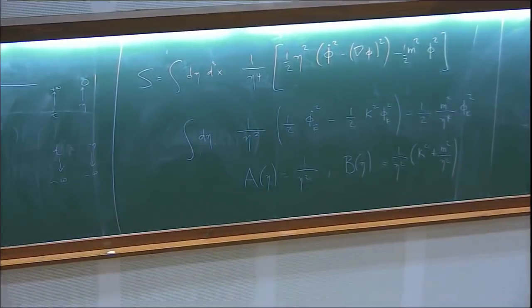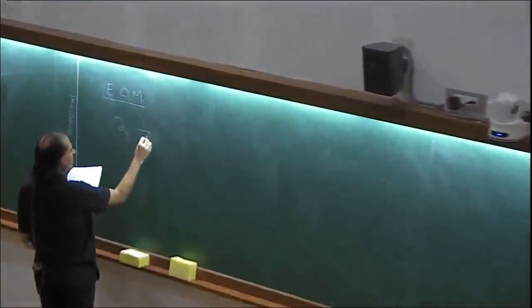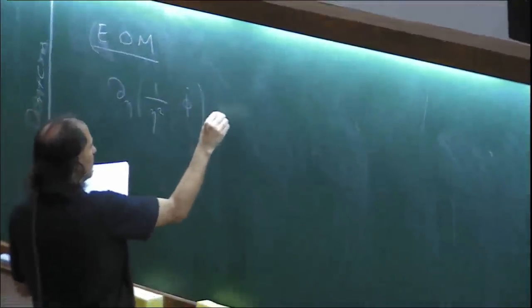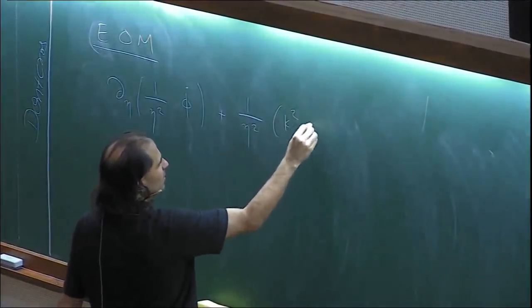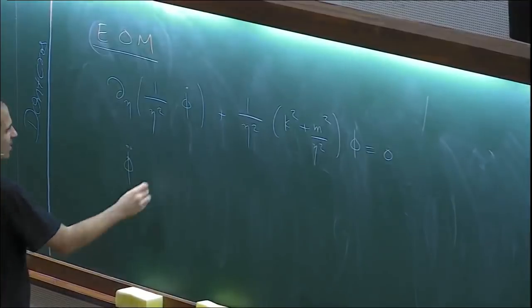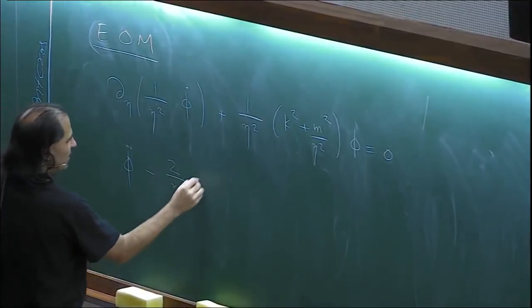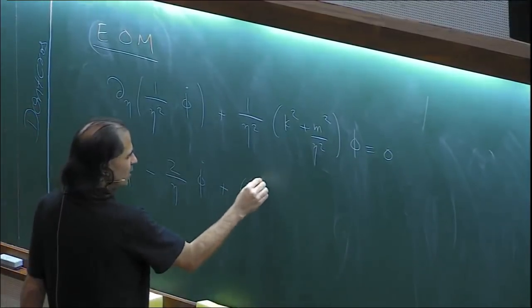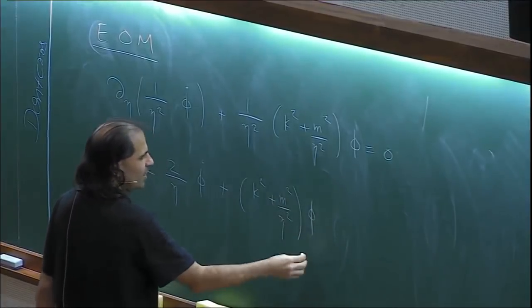All right, so after this, now it's just all application. But first, let's see what the classical equation of motion is. Logan, you seem unhappy. Okay. All right, so the equation of motion is just d eta of 1 over eta squared phi dot plus 1 over eta squared times k squared plus m squared over eta squared phi equals 0. I can write this in various ways. Just write it out most naively. It's phi double dot minus 2 over eta phi dot plus k squared plus m squared over eta squared phi equals 0.